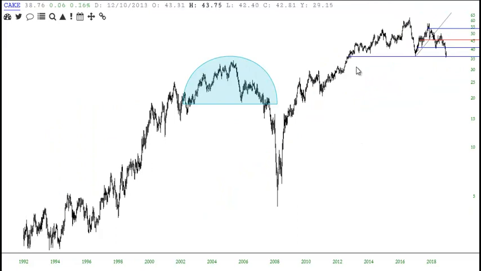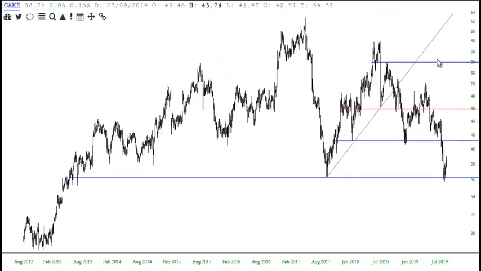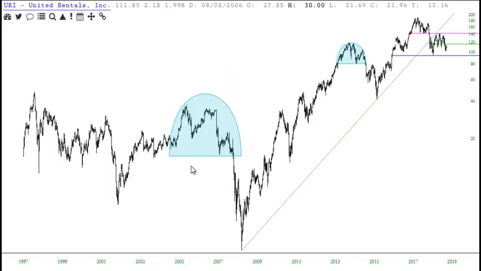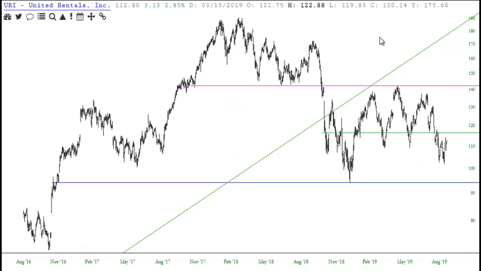Here's Cheesecake Factory, CAKE, another example of a whole series of lines, sometimes anchored to price points, and this one, the crucial supporting line, which is the base of this enormous topping pattern analogous to the prior one. This is URI, United Rentals. We zoom in here and we see a pattern within a pattern.